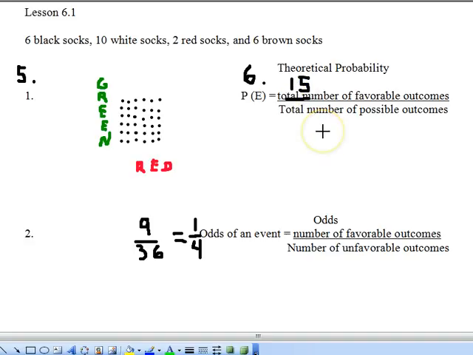And the total number of possible outcomes was 500 because there were 500 tickets sold. So 15 out of 500, and then that reduces: 5 goes into 15 3 times, and 5 goes into 500 100 times. So that's 3 over 100, which is equal to 3%. So the probability that Mary's aunt or her mother will win the raffle is a 3% probability.